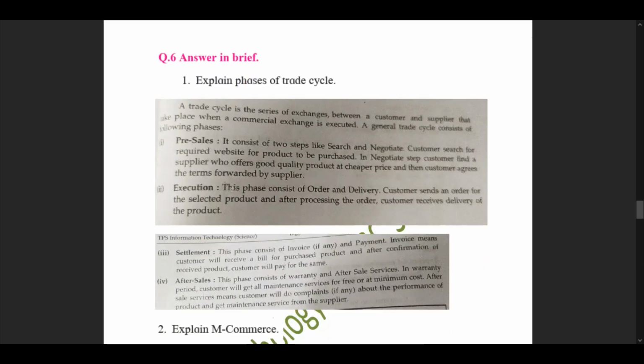Now we have the big answer, that is answer in brief. Sub question 1, explain phases of trade cycle. A trade cycle is the series of exchanges between a customer and supplier that take place when a commercial exchange is executed. A general trade cycle consists of following phases, that are pre-sales, execution, settlement, and after sales.